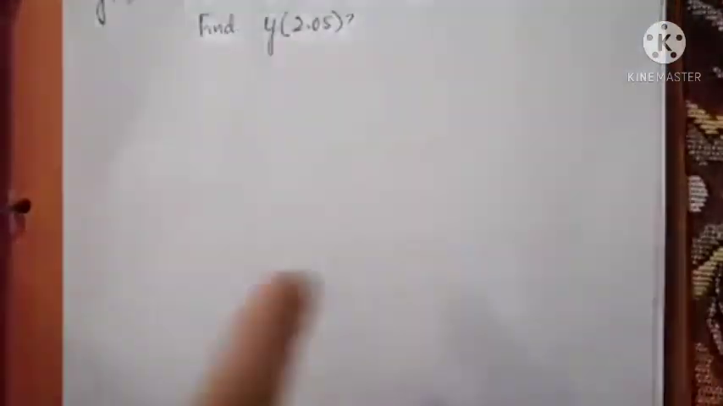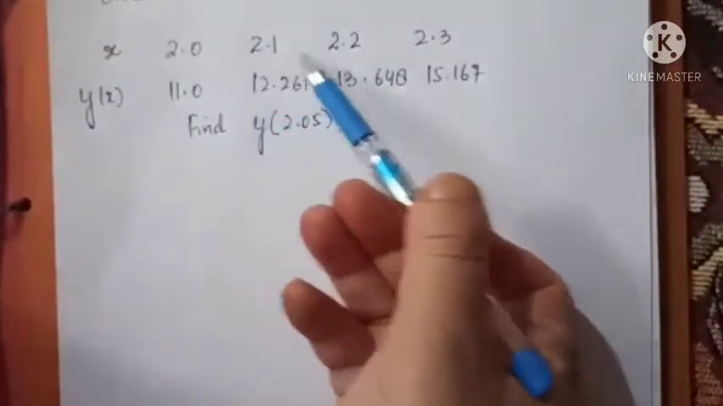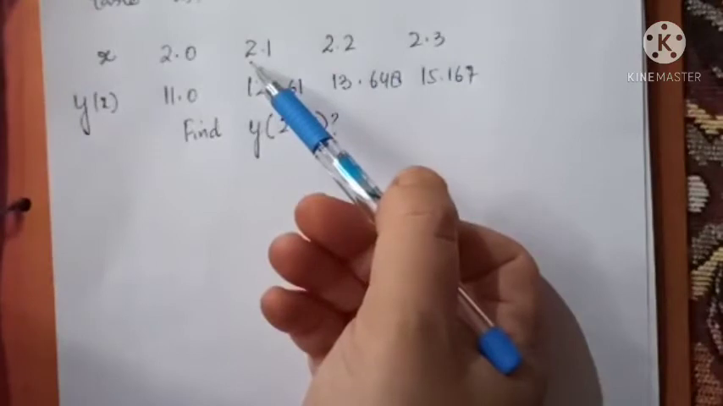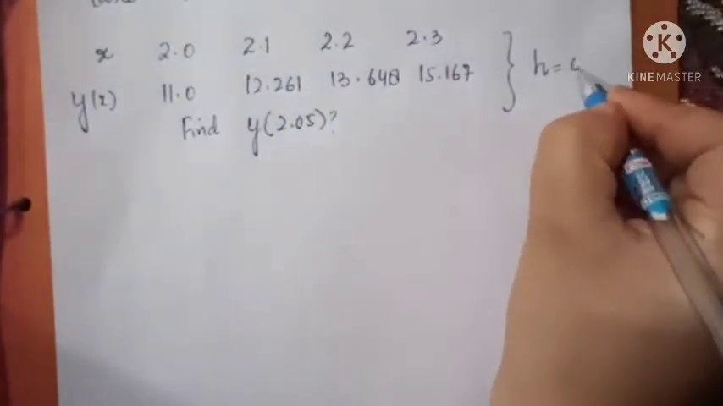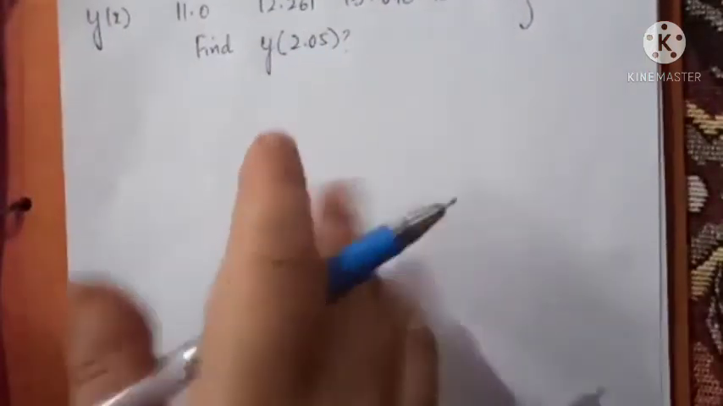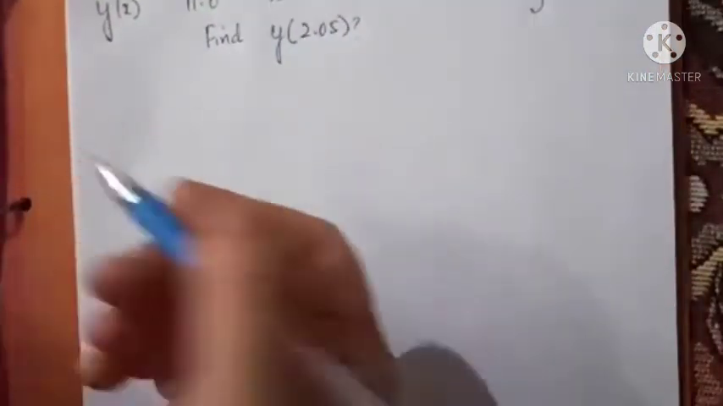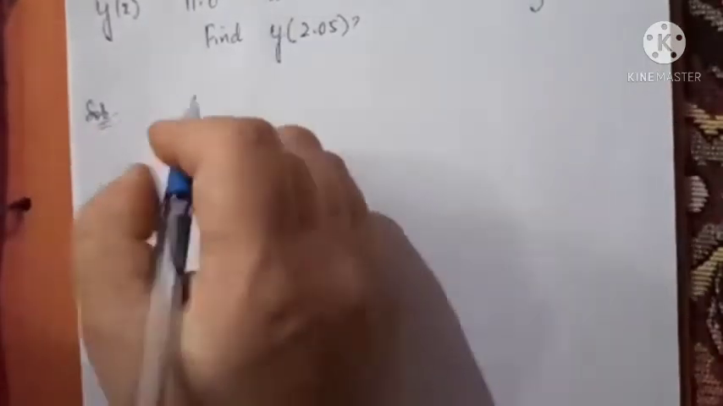So you know that our data points are equally spaced. The difference is 0.1. That means in this question the interval size is 0.1. So yes, we can solve this question. Before solving this, we have to construct the difference table first, right? Because that is most important.